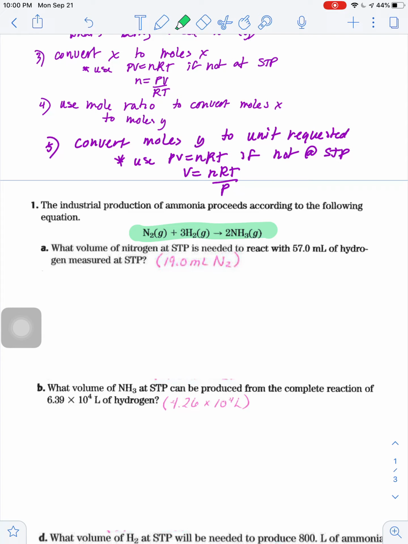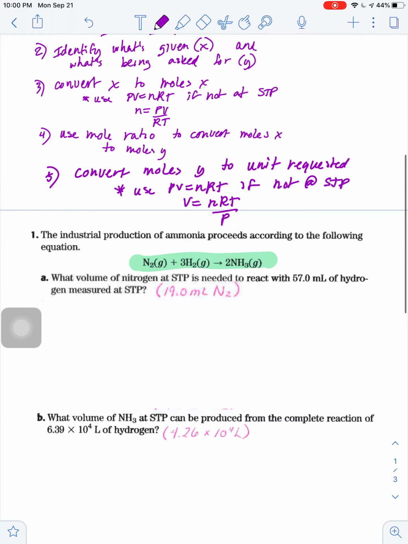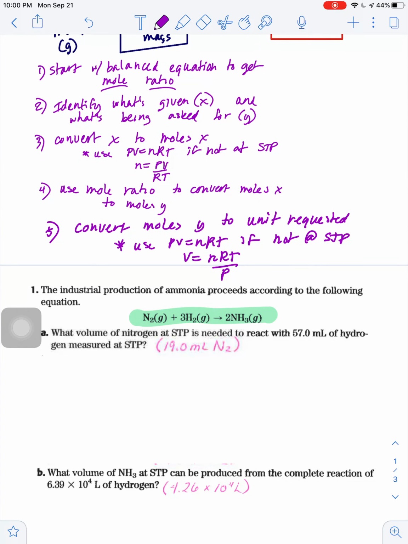So you can see here in the equation that it's balanced. It's got the coefficients that it needs. And you notice that there are G's in parentheses after both the reactants and the product. So we have some gaseous substances that we're working with. Okay, so step one in stoichiometry is always to start with the balanced equation. We have that. Check. And then we need to identify what value we've been given and what value we're being asked for.